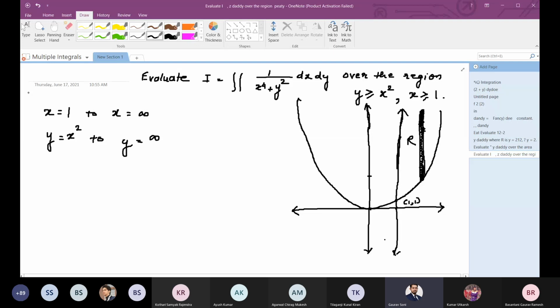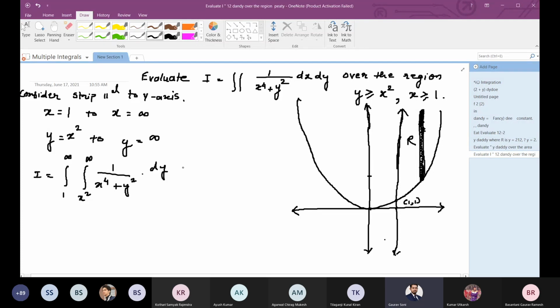I'll write down: consider the strip parallel to y. So I will become the integral from 1 to infinity, x square to infinity, of 1 upon x raised to 4 plus y square, dy dx. This is 1 to infinity.